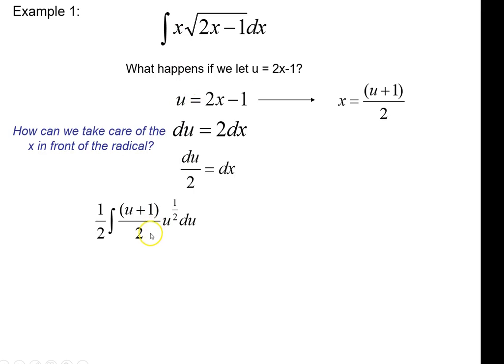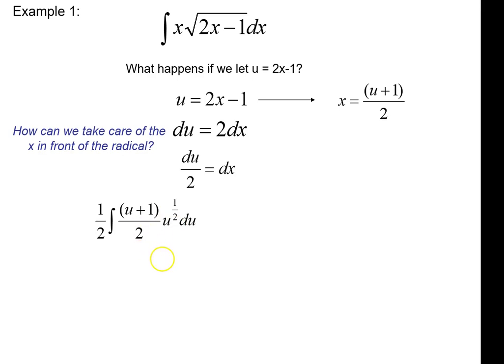So what I have is u plus 1 all over 2 times the square root of u, which is now u to the 1/2, times the dx, which gets replaced with du over 2. Now, I realize at first glance this looks more complicated, right? It doesn't look like we've made this any simpler to work with. But here's the thing that we've done. When you have a radical and you have multiple terms under a radical, it's always more difficult to integrate than if you can make it so that you just have a single term under the radical. And that's what I've effectively done, is I've made that 2x minus 1 into a single u under the radical. I'm writing it as u to the 1/2, but that's the square root of u.